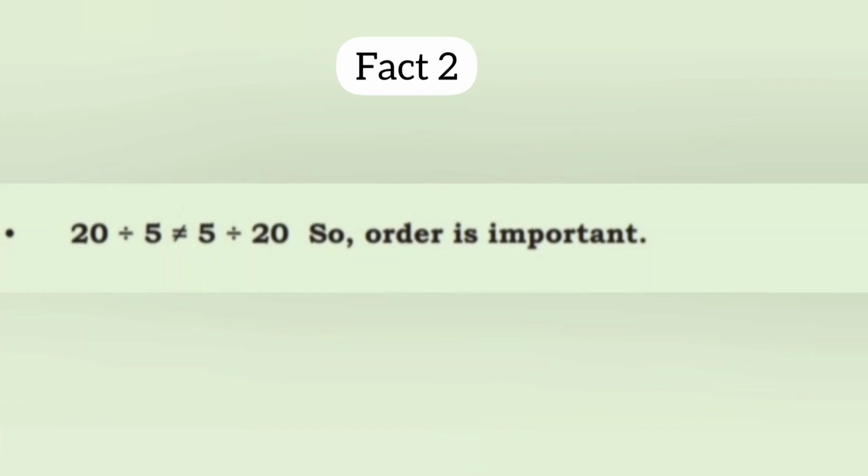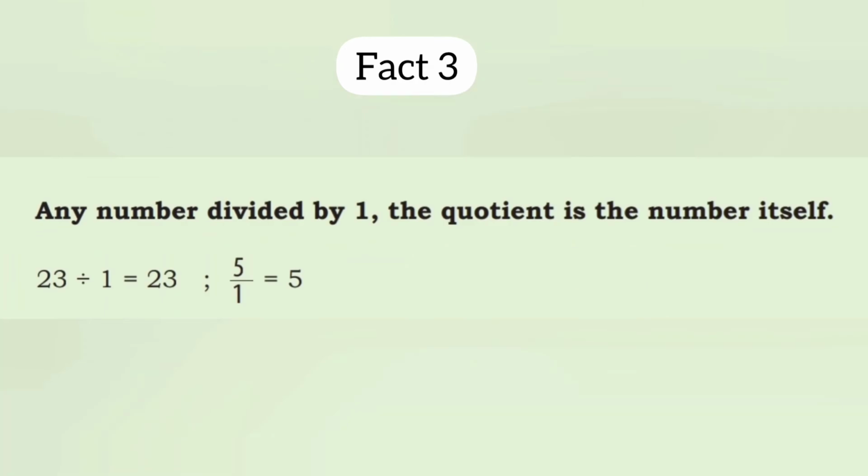Let's look at the third property. Any number divided by 1, the quotient is the number itself. For example, if you take 23 and divide it by 1, you get the same number, that is, the quotient remains the same, 23. In the same way, 5 divided by 1 is 5.